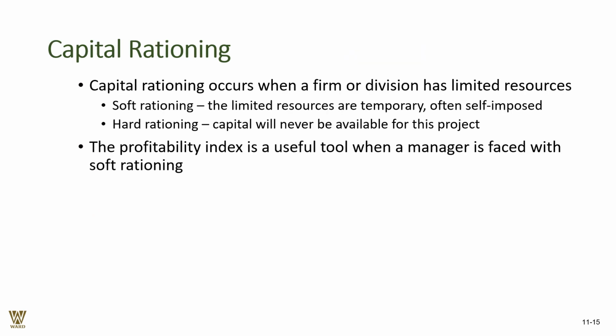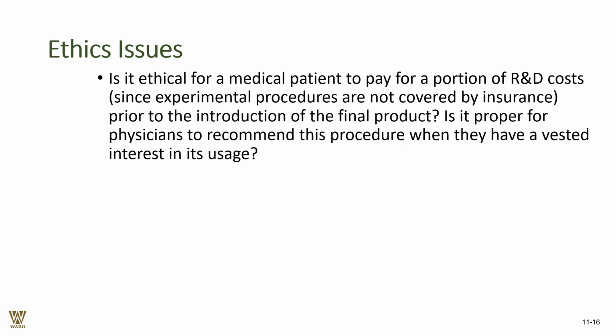Capital rationing. Capital rationing occurs when a firm or a division has limited resources in terms of manpower, material and cash, in front of its revenue generation mechanism. We have soft rationing, where the limited resources are temporary, often self-imposed. Hard rationing means the capital will never be available for this project. The profitability index is a useful tool when a manager is faced with soft rationing, and that is what we should all strive for.